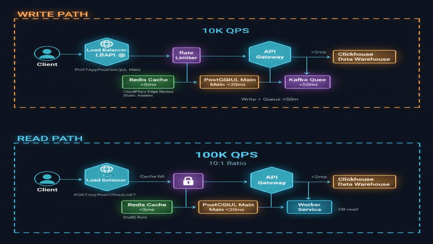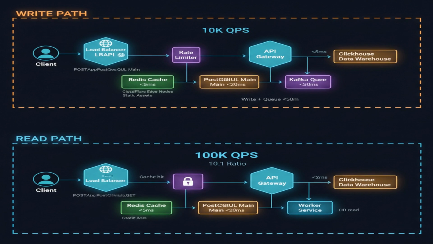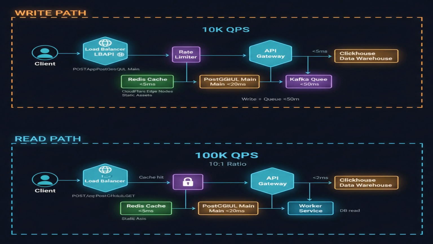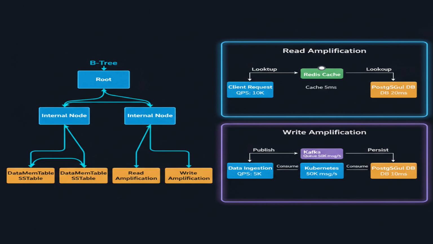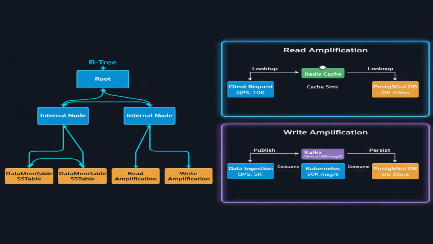We separate read and write paths because it allows us to scale reads independently of writes. We might be tempted to use a single database instance for both reads and writes, but that would quickly become a bottleneck. Here's where it gets interesting. The core logic revolves around choosing the right data structure for our database. We have two main contenders, BTrees and LSM-Trees.